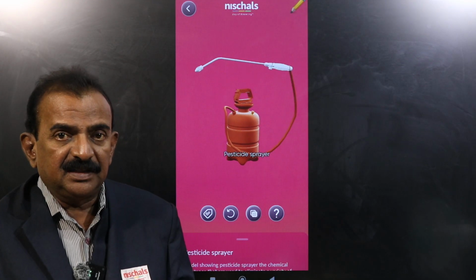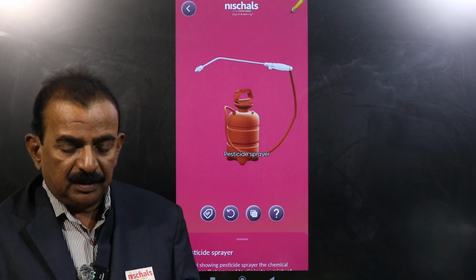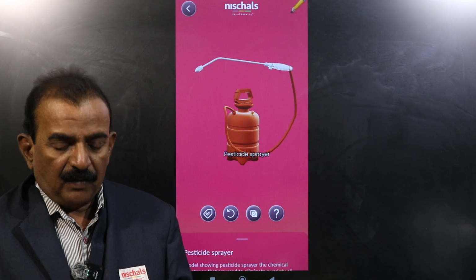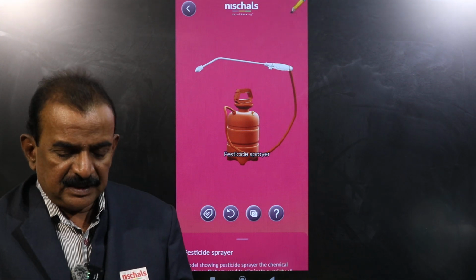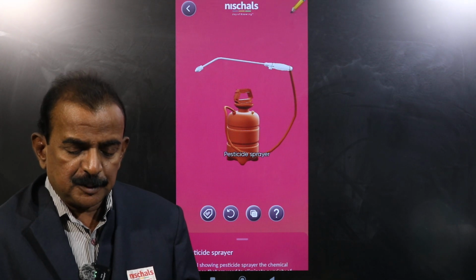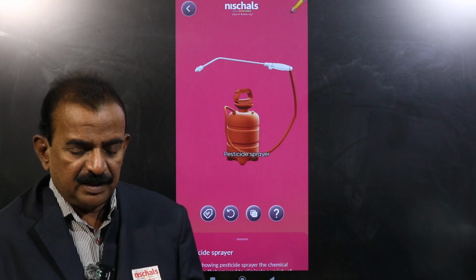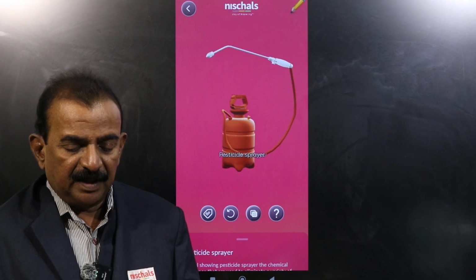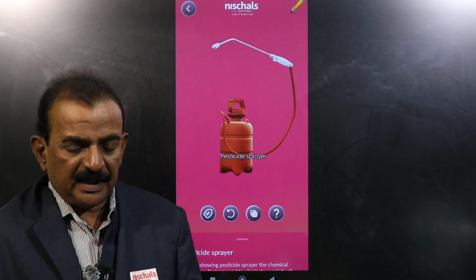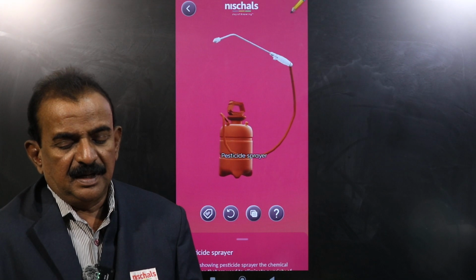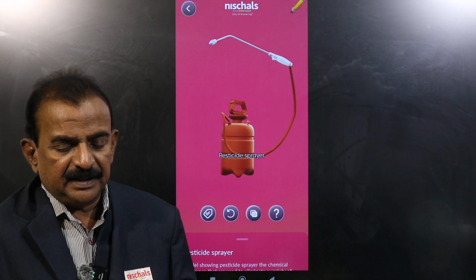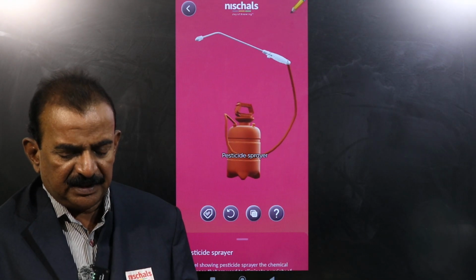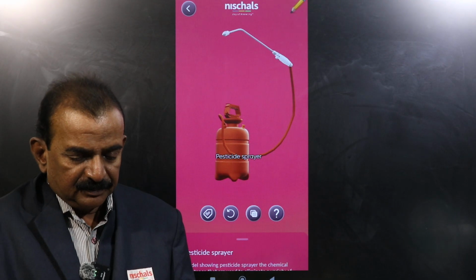In order to check the spread of disease and control the pest population, farmers use chemicals, and these chemicals are sprayed by means of a sprayer. The sprayer holds the pesticide, that is the chemical, and with the help of the sprayer they can spray the chemical on the crop, thereby they kill the pests. So this is a pesticide.